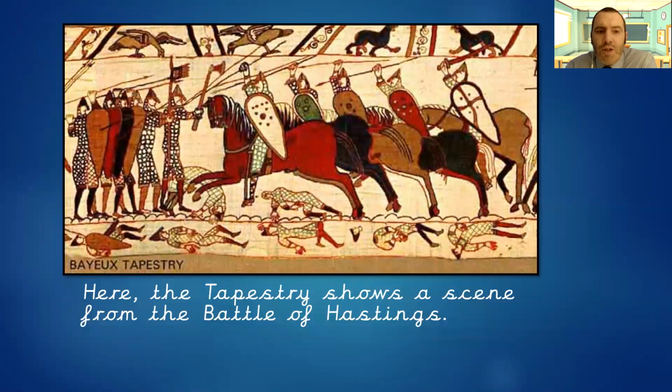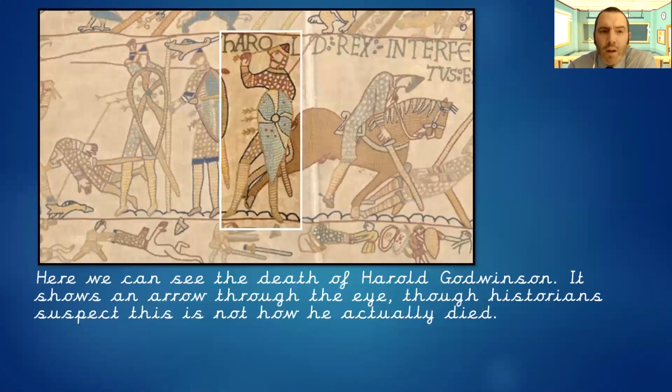Here we've got the tapestry showing a scene from the Battle of Hastings. On the right hand side of the image, you've got the mounted Norman cavalry, the horsemen with long spears and swords fighting into the shield wall of Harold's army. And you can see the shield wall here with the shields locked together to form almost like armor plating, similar to a turtle shell, to stop the weapons coming through and causing damage to the men behind them.